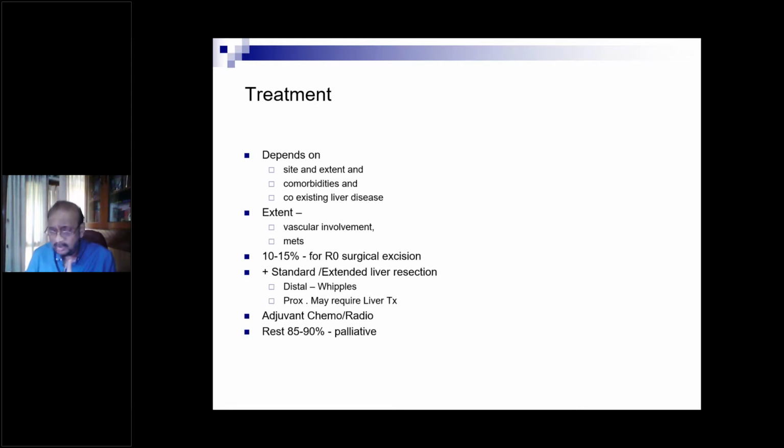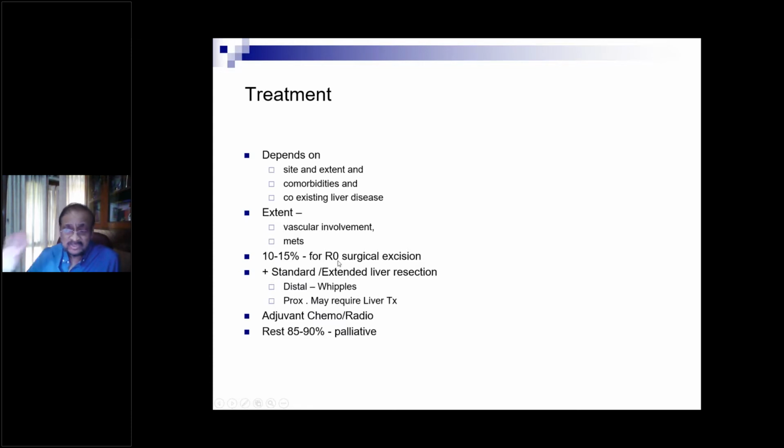The treatment depends upon what? The size and extent, comorbidities, and coexisting liver diseases. All three have to be taken into account. And of course, the vascular involvement and the metastasis. If you take all these five into account, only then you can decide whether you want to go in for excision or not. Now, if you look at this, 10 to 15% for R0 surgical excision.